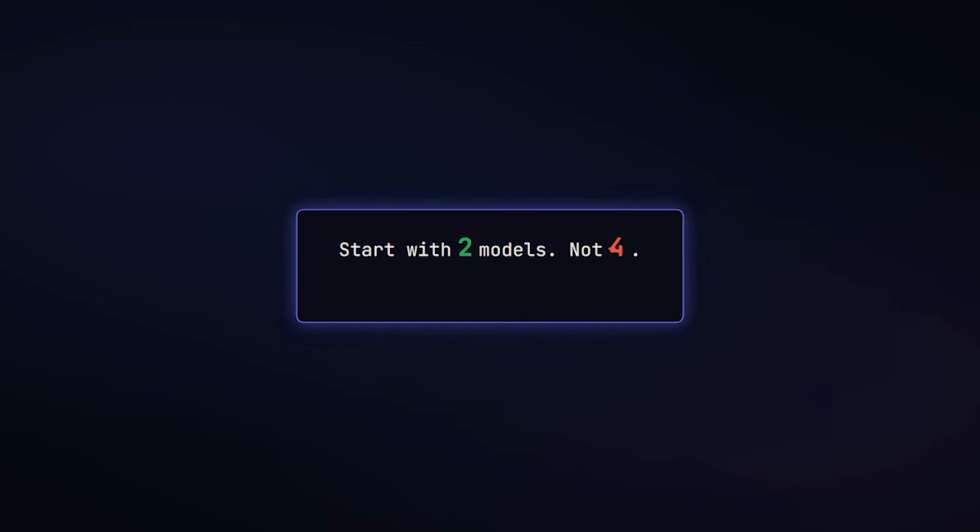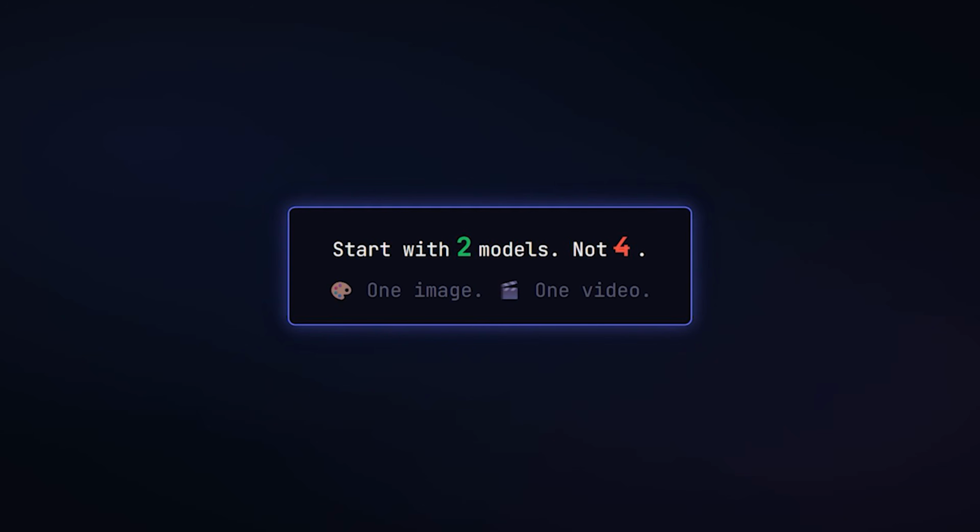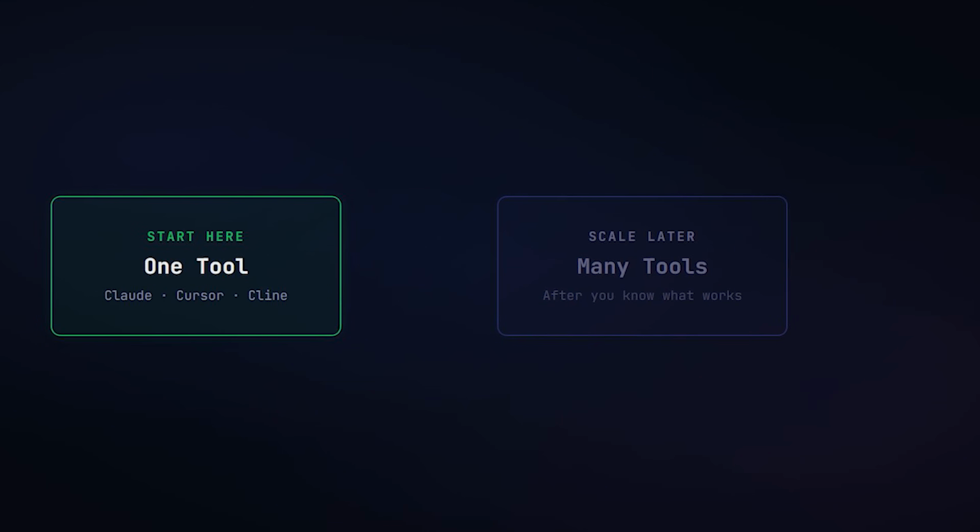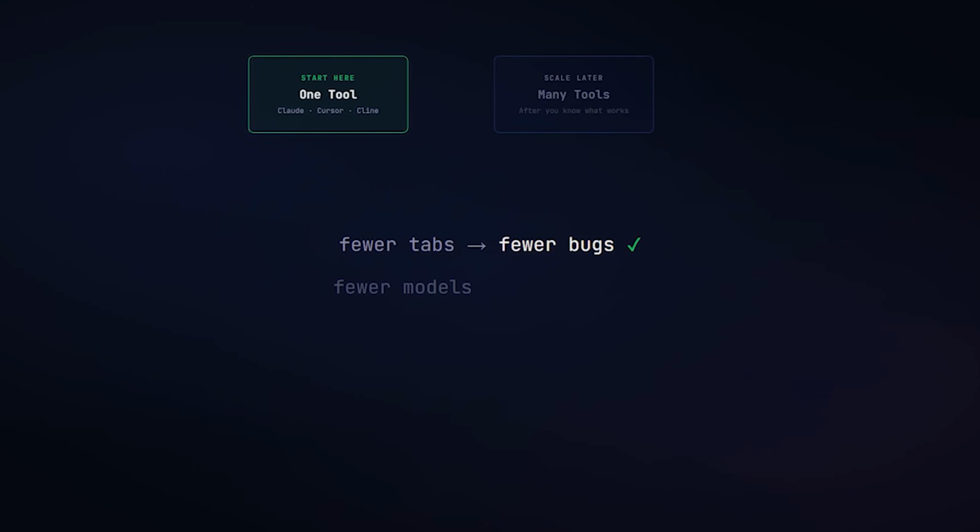One more thing, if you want less complexity, start with 2 models instead of 4, 1 image tool, 1 video tool. Fewer tabs means fewer bugs and less token usage. Scale up when you're ready.